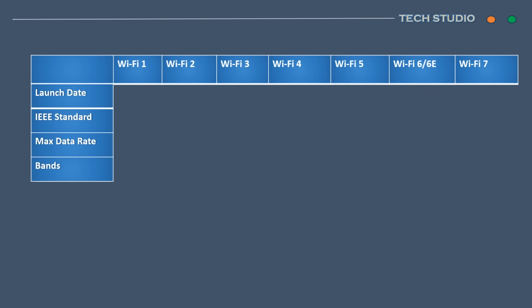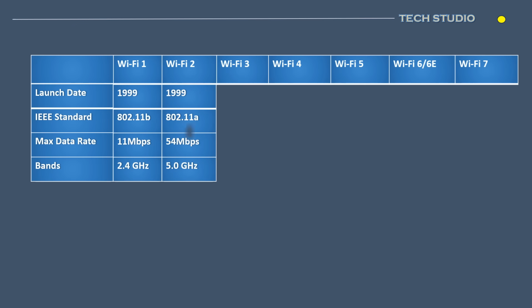The first generation of the Wi-Fi standard, known as 802.11b, was introduced in 1999. It operated at a transmission rate of 11 Mbps on the 2.4 GHz channel. In the same year, 1999, the 5.0 GHz channel was introduced with 802.11a, boasting a transmission rate of 54 Mbps. This standard was later known as Wi-Fi 2. We will discuss the choice between 2.4 GHz and 5.0 GHz frequency later in the video.